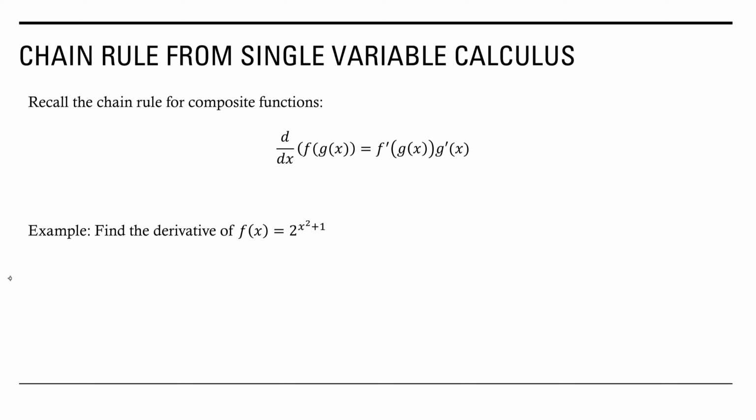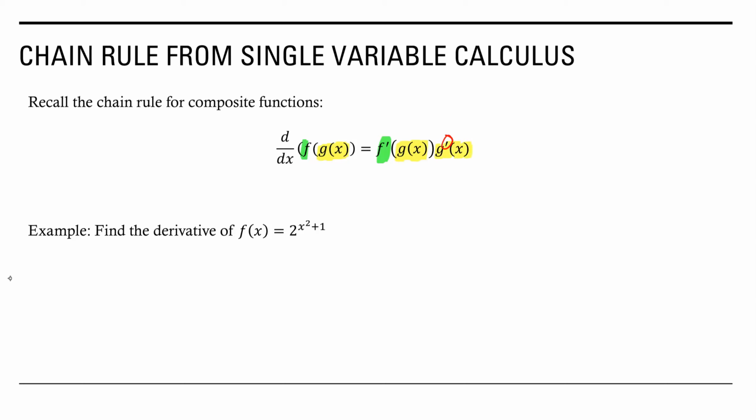For when we had a function g of x that was the argument, or inserted into another function, f of x, we took the derivative of that outer function and we left that inner function alone. So we took the derivative of the outside function, leaving the inside function alone. And then we multiplied by the derivative of that inside function.